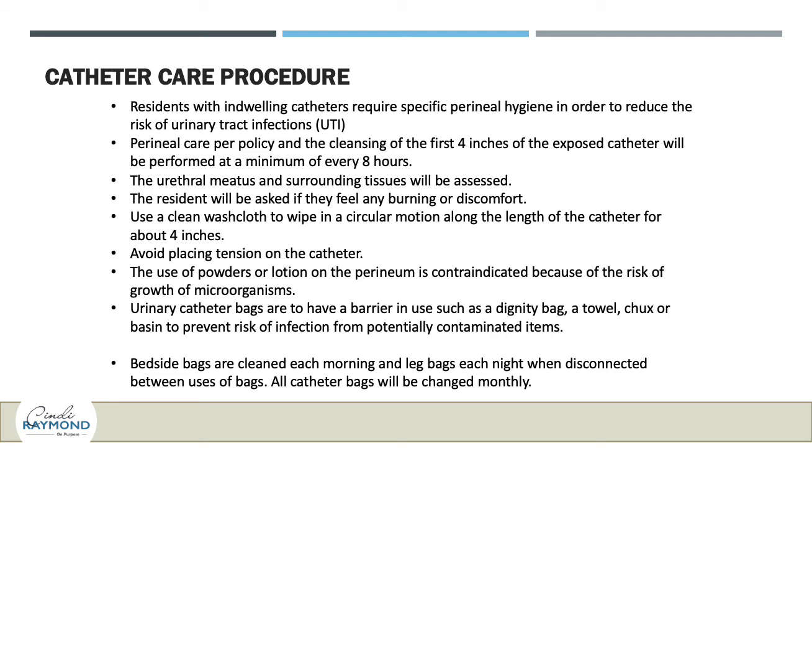So, catheter care procedure. Residents who have a catheter, we should be making sure that we're cleaning them at least every 8 hours. You'll want to make sure that you're using a clean washcloth and cleaning in a circular motion the first 4 inches of the catheter, and making sure that you're not placing any tension on the catheter. We also don't want to use any powders or lotions in the perineum area because that is contraindicated, because it is a risk for growth of microorganisms.